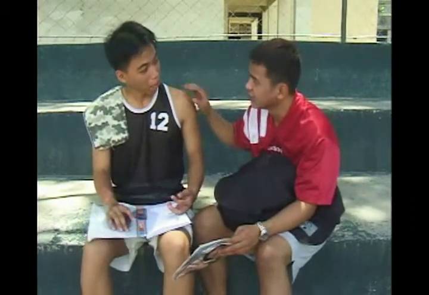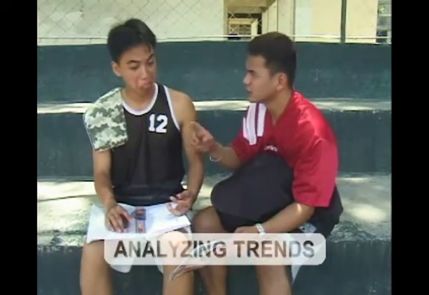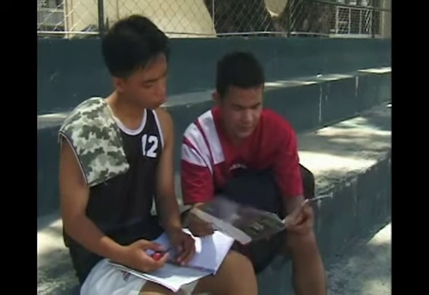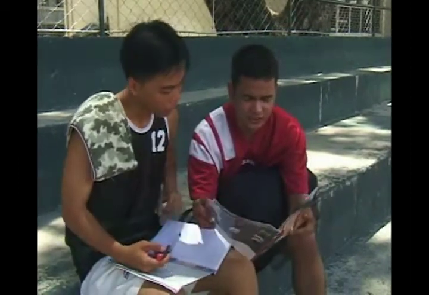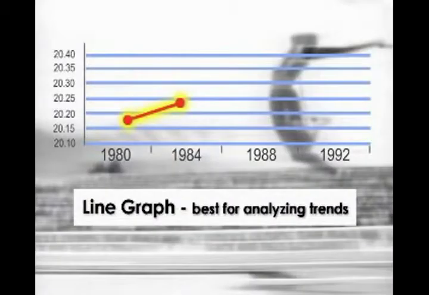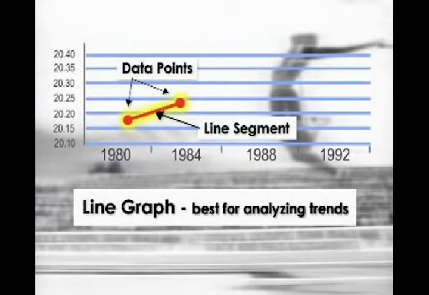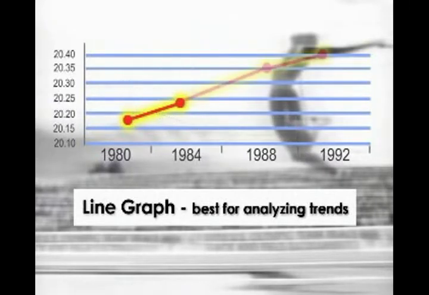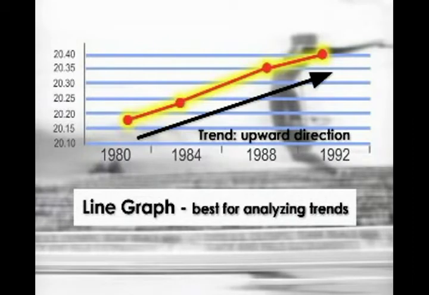The next will be analyzing trends. You have to study your performance, making sure that you do better each time. Let me show you. The best graph for analyzing trends is the line graph. In the line graph, line segments connect the data points. The overall direction of the graph describes a trend.